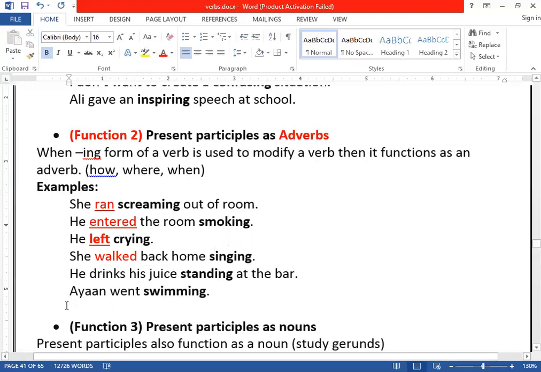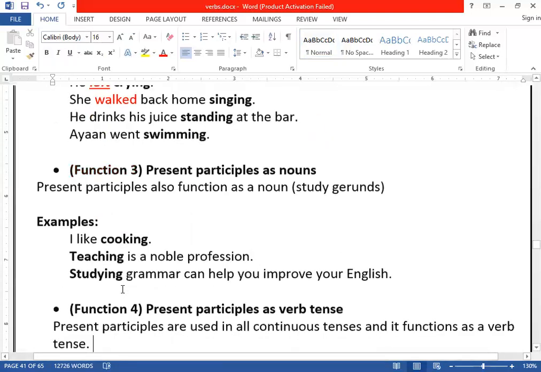Take an example. Ayan went. How he went? He went swimming. Ayan went swimming. So now swimming is an adverb. So keep it in mind that the ing form of verb, the present participle, can function as an adjective, as we have studied. Number 2, it can function as an adverb. Now let's study the third function.